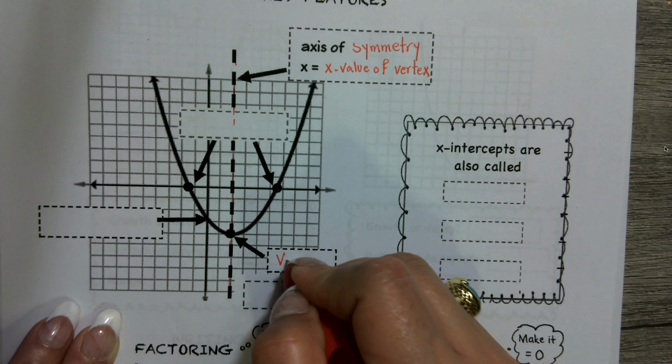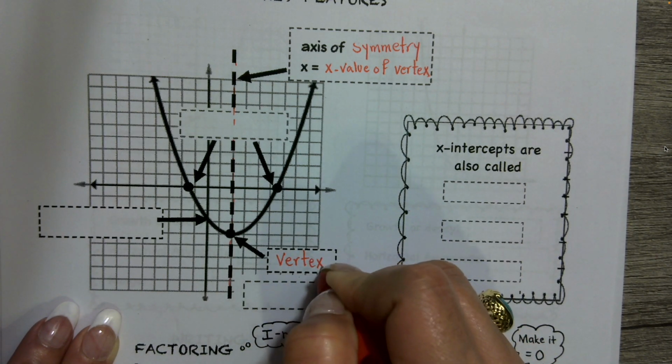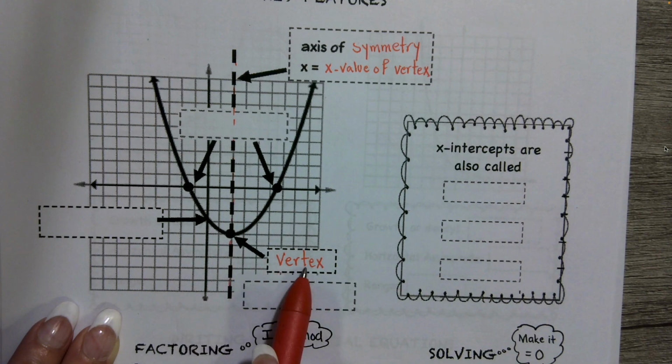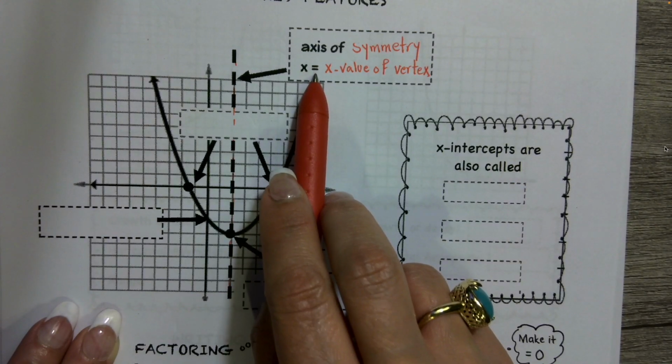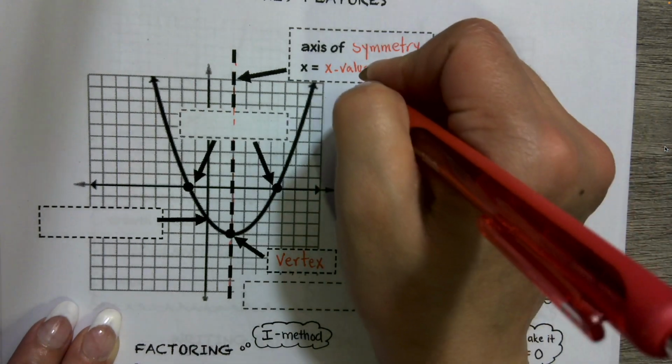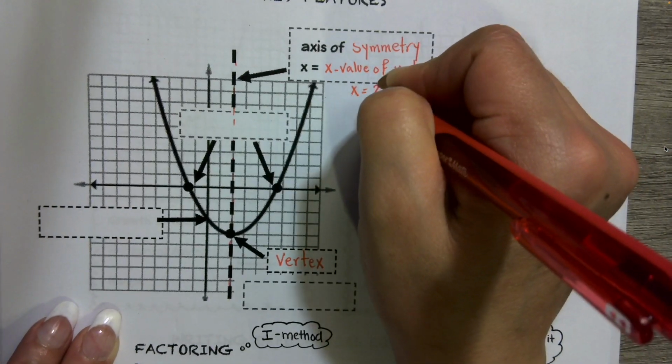So this is the vertex. And the value for that one, which is 2, the x value of that one would be your x equals to that one, okay? So that would be your symmetry. So for example, here is x equals 2.